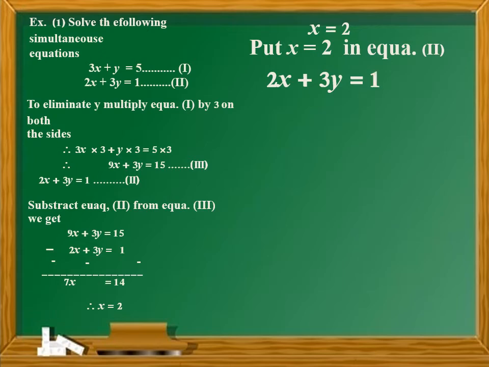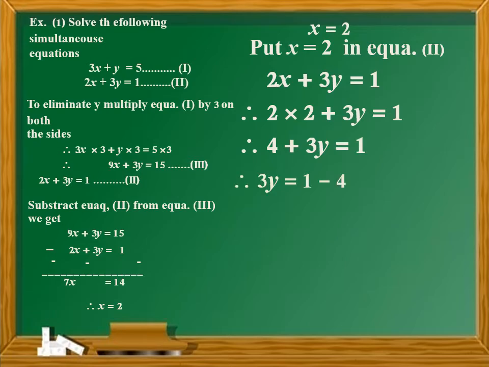2x + 3y = 1. Put the value of x as 2, then we will get 2 into 2 plus 3y = 1. 2 into 2 will be 4. Then 4 + 3y = 1. The 4 goes to the other side, it will become negative. Then we will get 3y = 1 minus 4. Therefore, 3y = -3. By dividing both sides by 3, we will get y = -1.